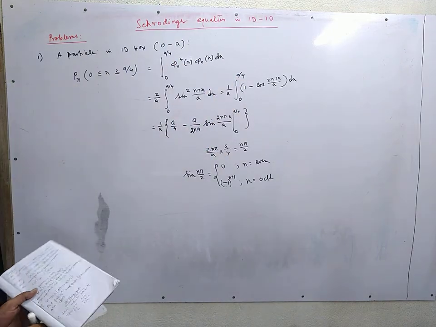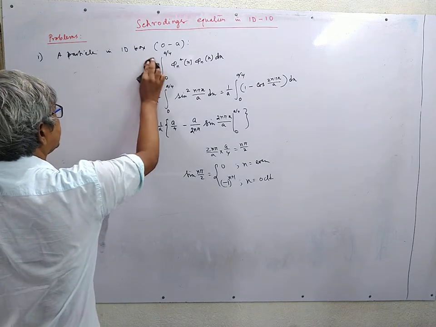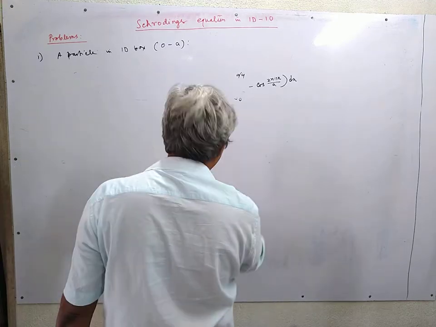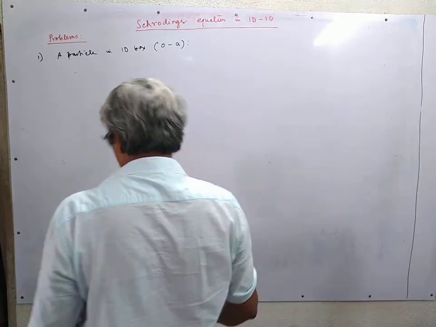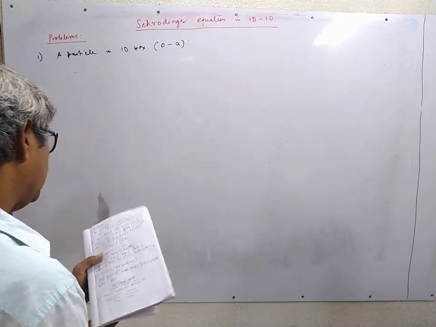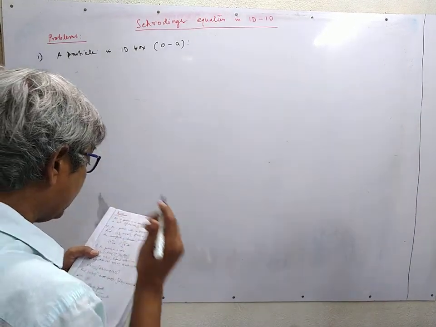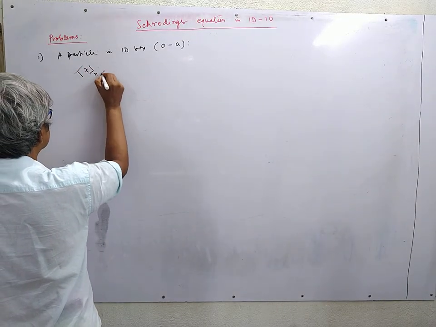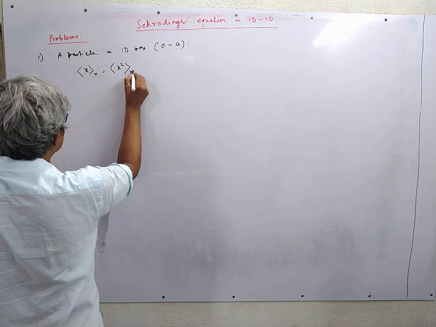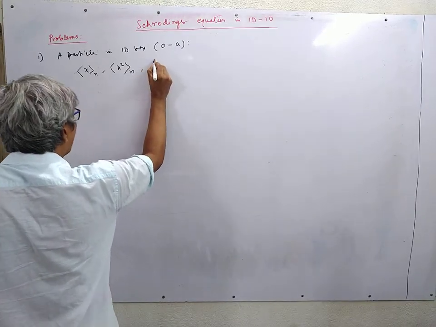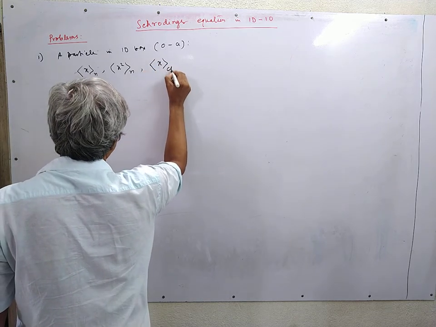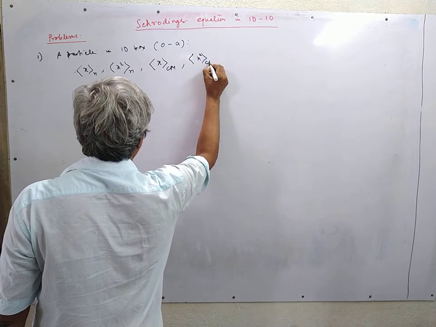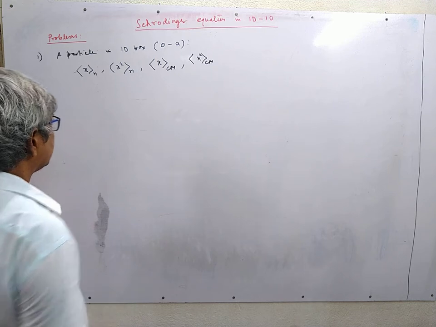Now coming to the second problem. Again, a particle in a box. Most of the problems are from there excepting two, because these are very easy to work out. We have a particle within a box, and we are to calculate the expectation values of x and x square when it is in a state n, and then we are also to calculate x and x square in classical mechanics. Let us first calculate this one.